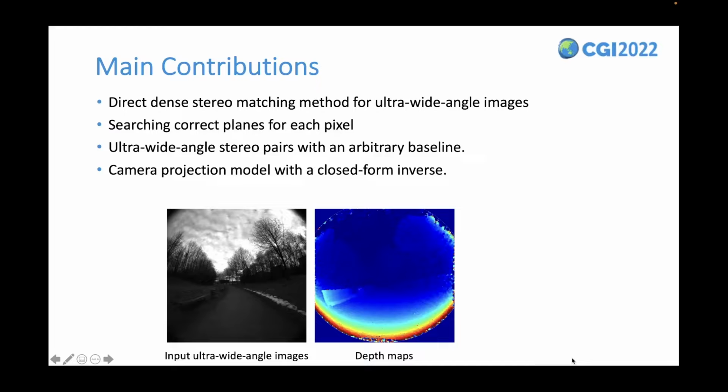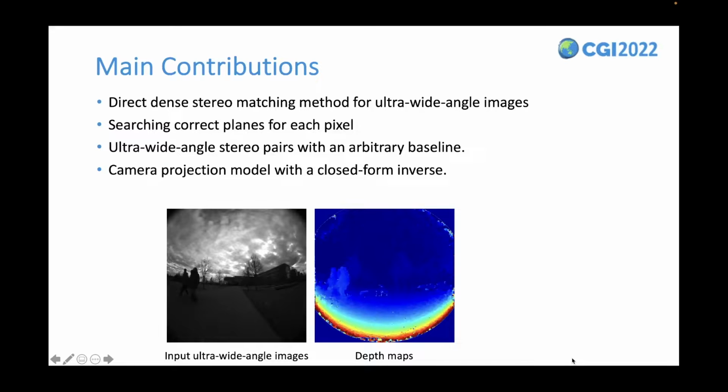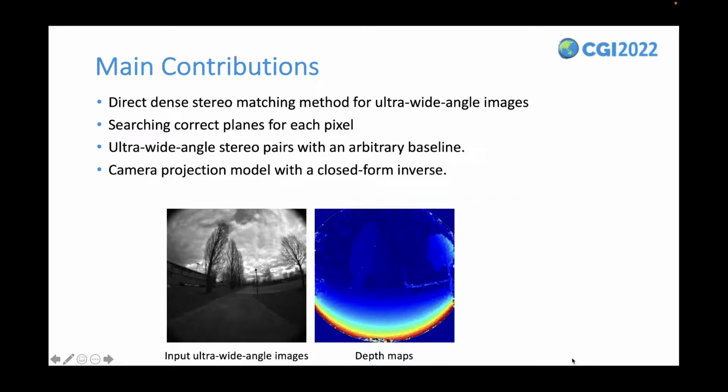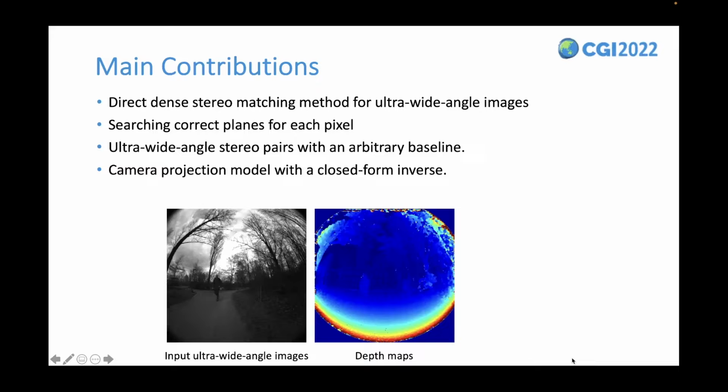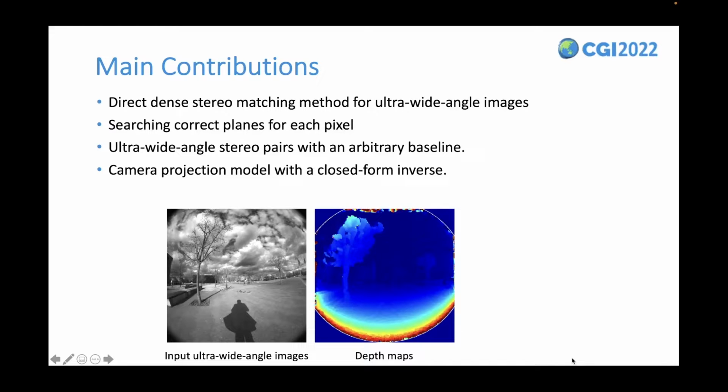We present a new efficient patch-based stereo matching algorithm for the ultra-wide-angle lens. Our algorithm can directly apply to ultra-wide-angle images and generate high-quality dense depth maps. Patch matching stereo allows finding accurate depth values for each pixel in an infinite space with a random search strategy, which avoids missing correct planes.